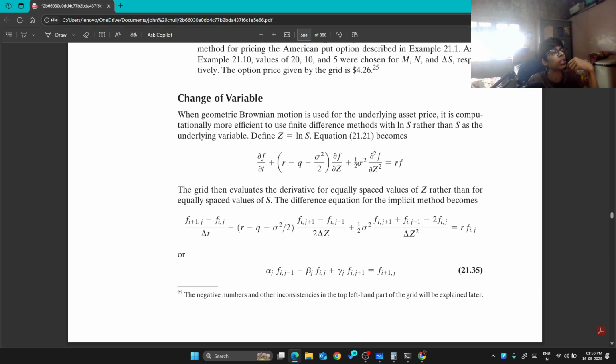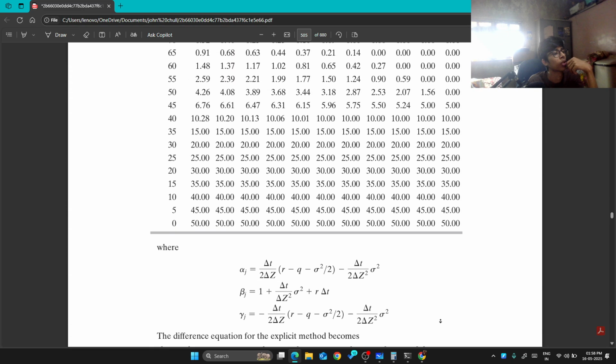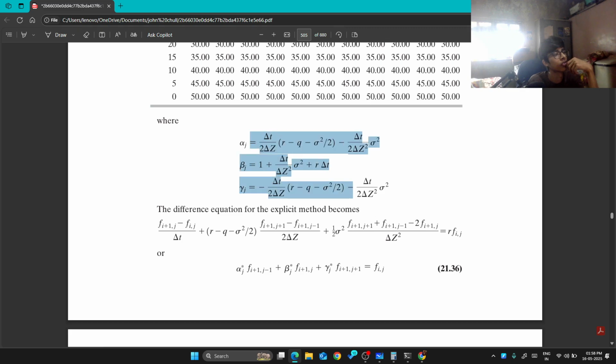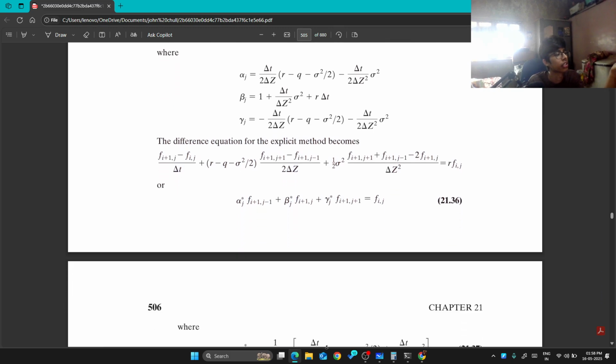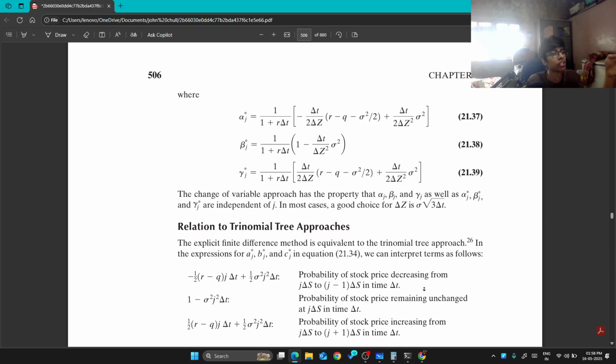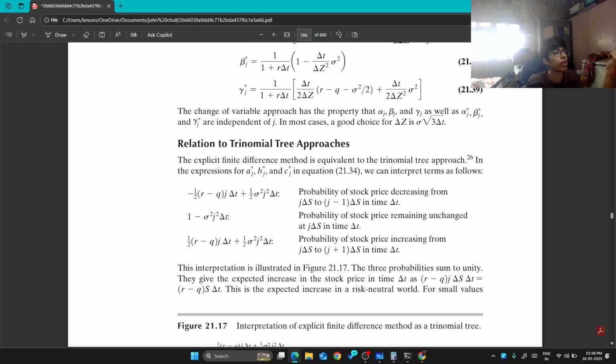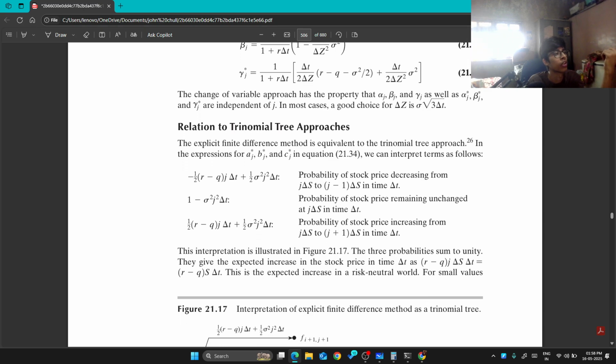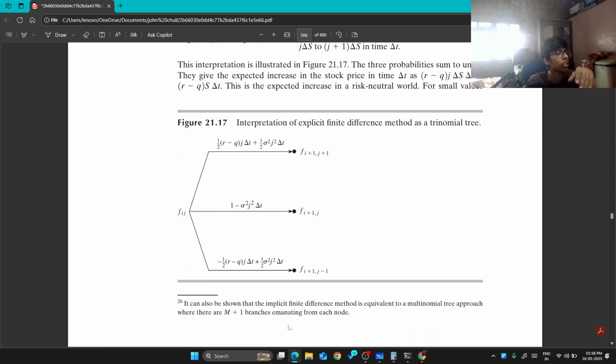Now we are applying the finite difference to Brownian motion, and looking at how it changes, and the value of this is given, and this is the equation, and alpha, beta, gamma of our equation is given, then we solve it, and the trinomial tree is based on this. The probability of the stock going up is this, the probability of the stock remaining the same would be this, and the probability of the stock going down would be this, and this is the diagram in the book.